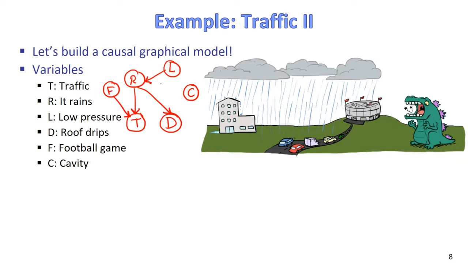Of course, if you see here, low pressure will influence traffic and will influence the roof dripping, but indirectly. Also, I can reason between football game and rain, and football game and low pressure, and so on. As we will see inshallah with probabilities, we can infer the probability of any variable given the other, or we can infer the entire joint distribution. But the point so far in the lecture is how to model the interaction between variables. Any question about this?